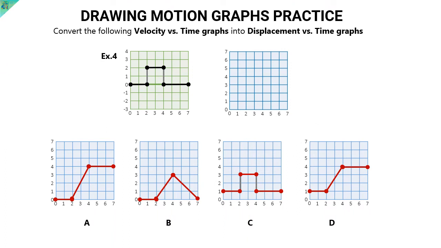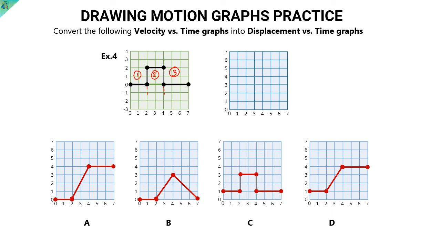Okay, last example. We have 3 situations here. This is the first situation. This is the second situation. Let's put it 1, 2, and 3. Okay, so again, the area means displacement. The slope means acceleration.